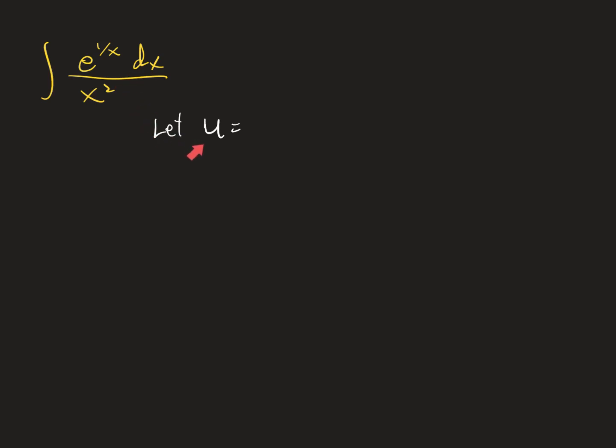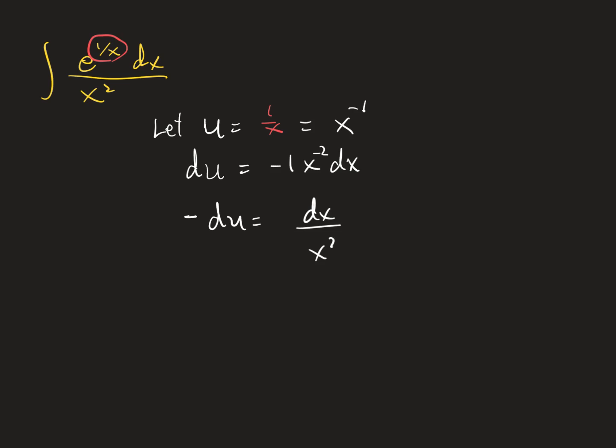Okay, search for a u substitution so that the derivative of that u gives you things that we see. So if we let u equal 1 over x, which is x to the negative 1, then du is negative 1 x to the negative 2 dx, or in other words, a negative du is equal to dx over x to the second power. And that's exactly in the integrand. So we'll substitute a negative du in for dx over x squared. And there we have our nice u substitution.